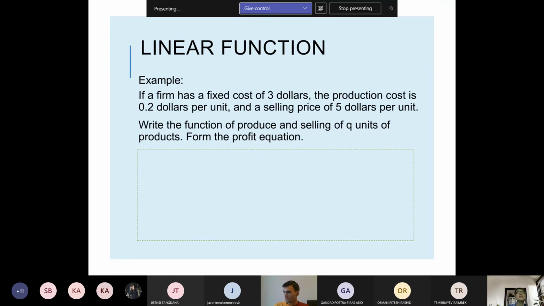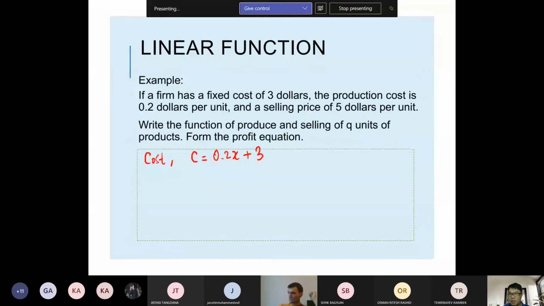According to this, first we calculate the cost. Let me put C to represent the cost. So what is the cost function? 0.2 is the cost per unit, right? So what is X? Good, the quantity. 0.2X plus 3. Very good.